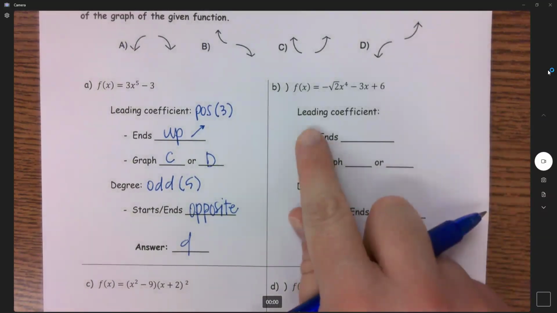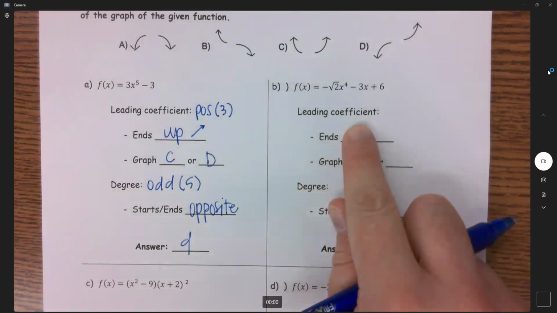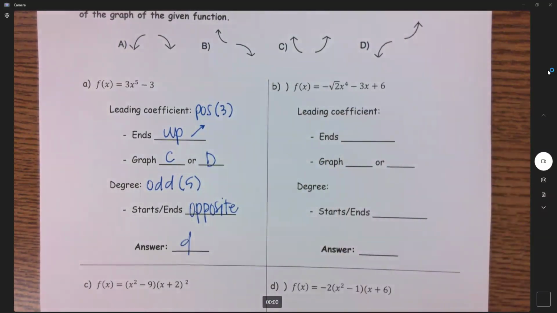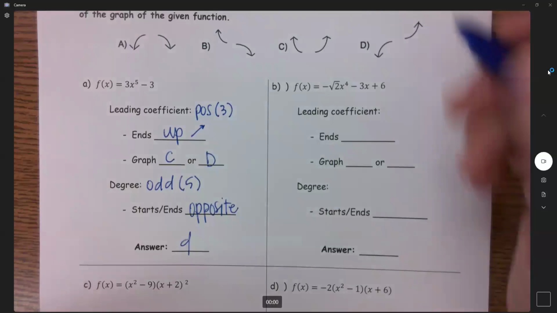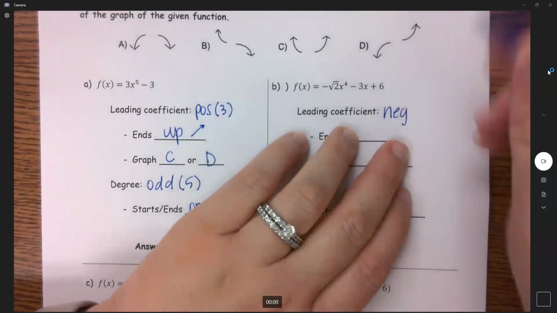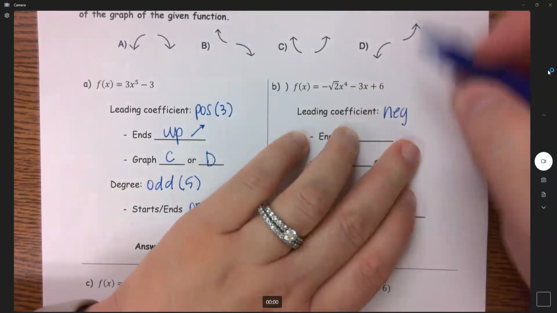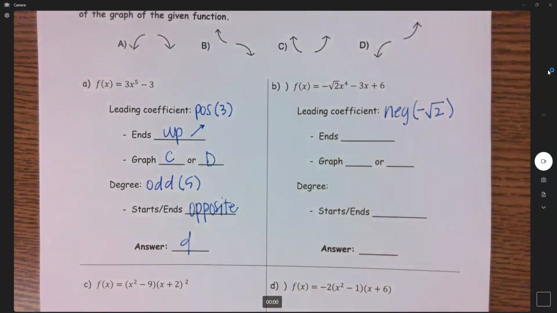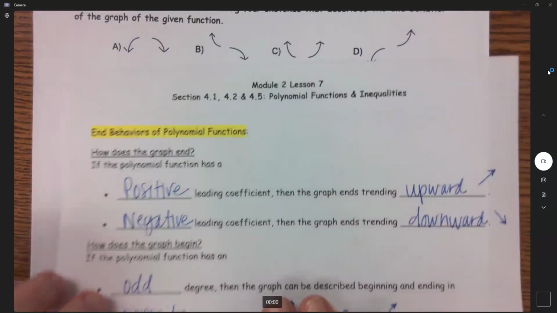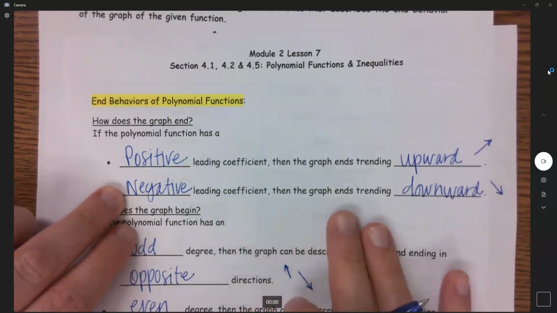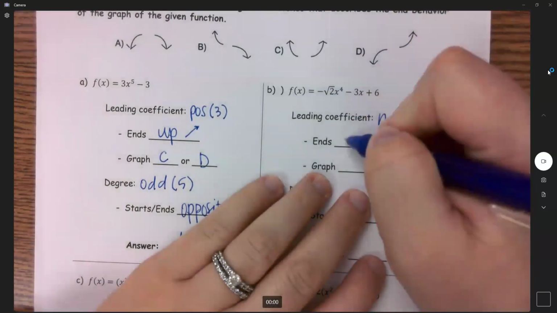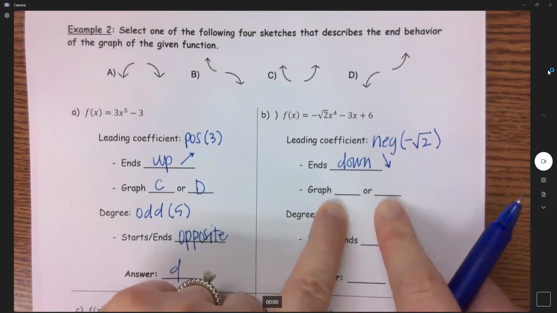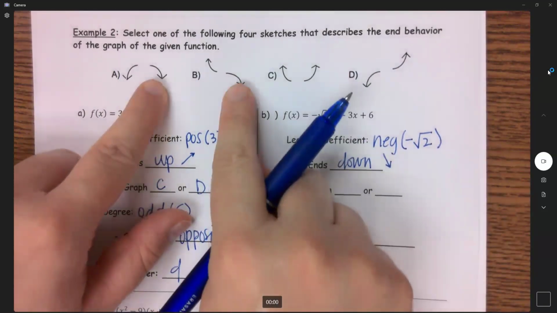So going through it again, leading coefficient here, is it positive or is it negative for my f of x? Okay, this time it is negative. It starts right here with a negative square root of 2. So because it is now negative, that means my graph is going to end downward. So which 2 graphs end going down? And that's A and that's B.